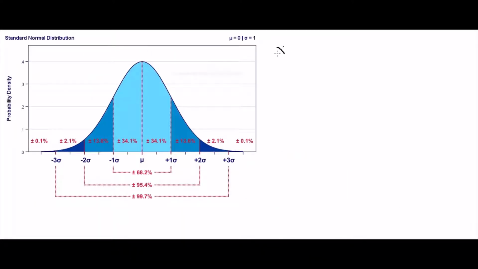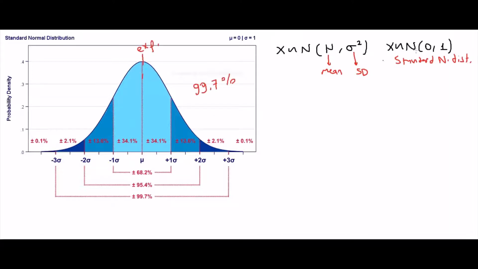Normal distribution has two parameters, mu and sigma squared. Here, mu is the mean, average or expectation, and sigma is the standard deviation. And sigma squared is the variance. If normal distribution has the parameters 0, 1, which is expectation 0 and standard deviation 1, it is called standard normal distribution.